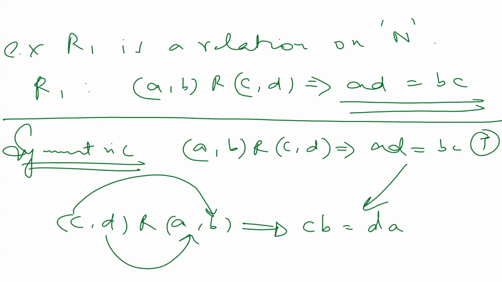Are these two equations same? AD equal to BC, does it imply CB is equal to DA? Is this true? Yes or no, guys? Waiting for your answer. Yes, it's true. Therefore, it is symmetric. Now we'll check transitivity.